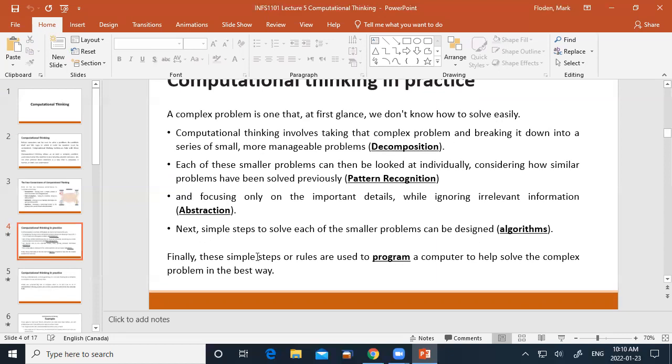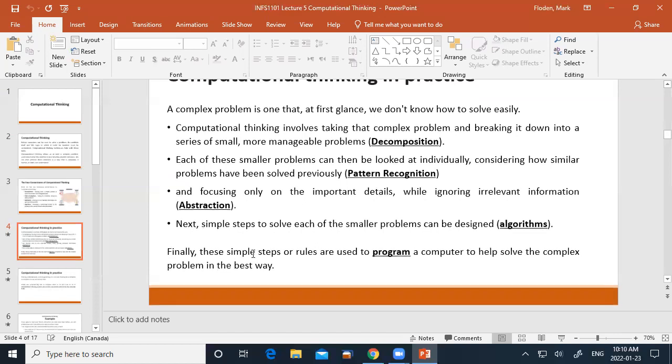Algorithms, I think I've already mentioned. Remember the recipe? That's an algorithm. And algorithms are ideal for us writing little programs. So an algorithm might represent a module that we've developed from pattern recognition, and we may have algorithms for each of the individual little things that we've done from our decomposition. We put those together as a general program.